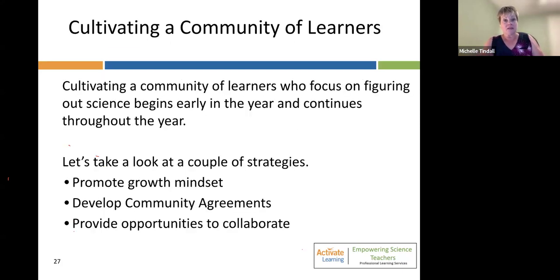So taking a look at this, cultivating the community of learning, we're going to look at promoting a growth mindset, developing community agreements, and providing opportunities for students to collaborate. We saw those opportunities to collaborate already in our lesson. Let's take a look at growth mindset and developing community agreements and building our community.